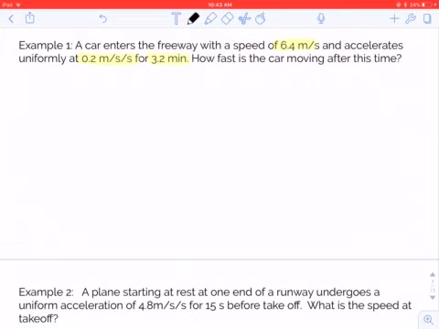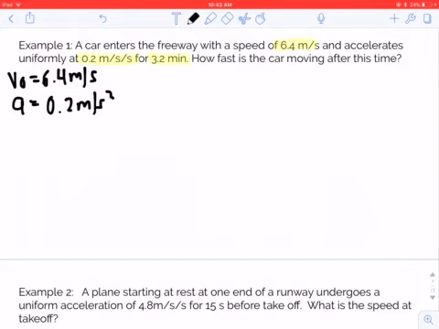Okay, so we draw a little diagram. We know that the initial speed, V initial, is 6.4 meters per second. The acceleration rate is 0.2 meters per second squared. We're told that that's constant or uniform, so we know we have to use the big four. The time that it takes is 3.2 minutes.